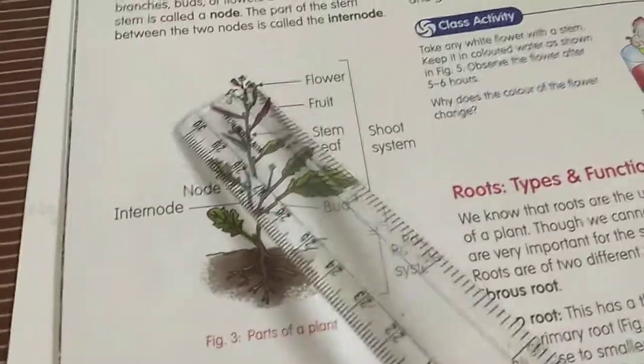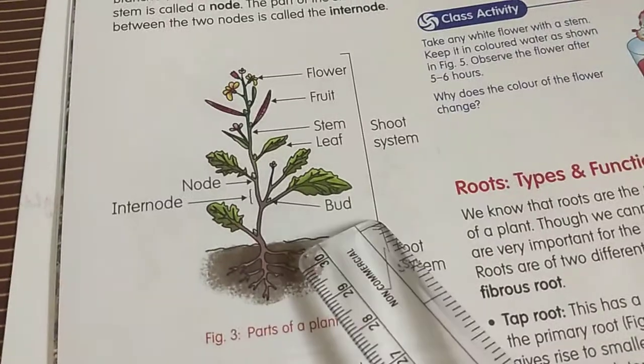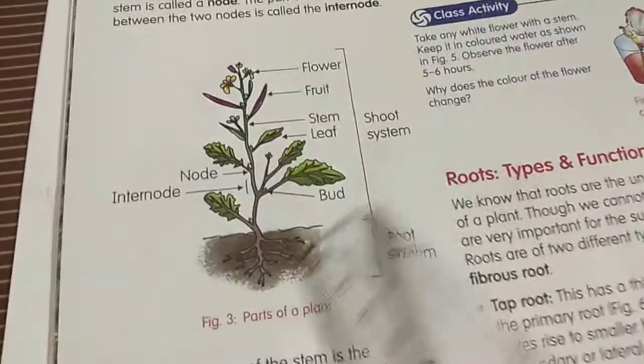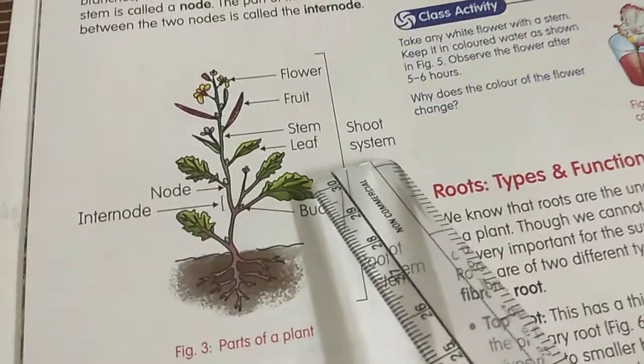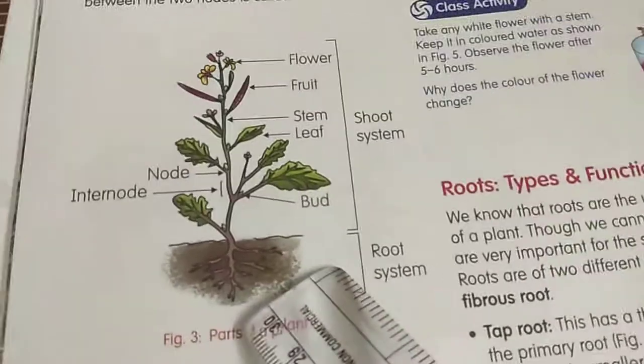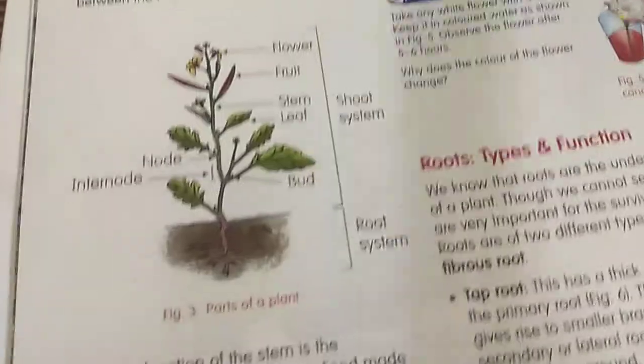And this entire system, starting from the bud, fruit, flowers, leaf, node, internode, stem, all together you can give the name shoot system. Then only the root and its branches you can call the root system. Shall we go to the next paragraph?